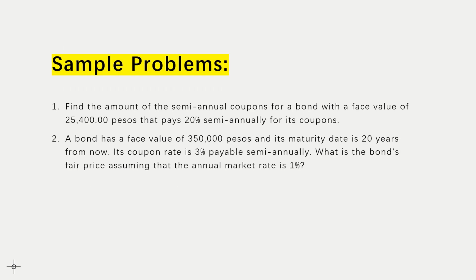So let's proceed to our sample problems. Number 1, find the amount of the semi-annual coupons for a bond with a face value of 25,400 pesos that pays 20% semi-annually for its coupons. Secondly, a bond has a face value of 350,000 pesos and its maturity date is 20 years from now. Its coupon rate is 3% payable semi-annually. Now we ask you, what is the bond's fair price assuming that the annual market rate is 1%? It may seem hard at first, but we'll just break the problems down one by one.